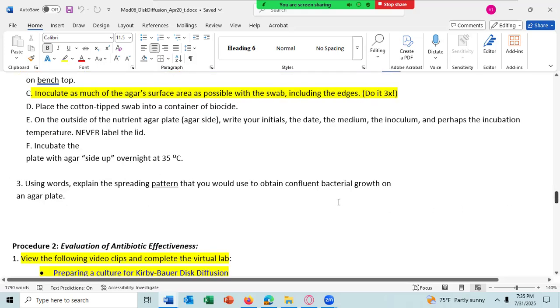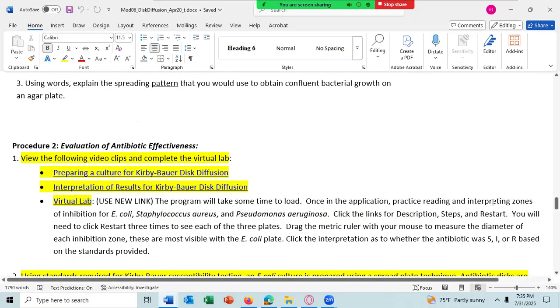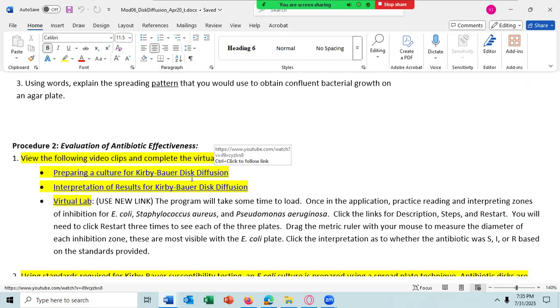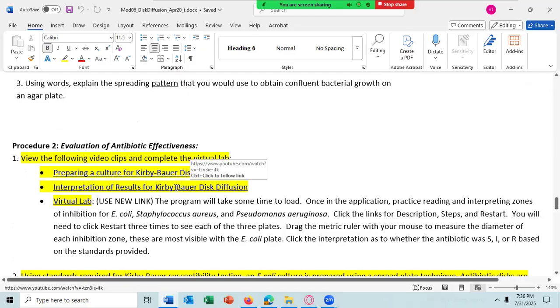So the bacteria should be growing everywhere. And then let's take a look at evaluating antibiotic effectiveness. View the following video clips to complete the virtual lab. Here is a little video on performing the Kirby-Bauer diffusion method, and then a little movie on interpretation of the results for the Kirby-Bauer diffusion method.